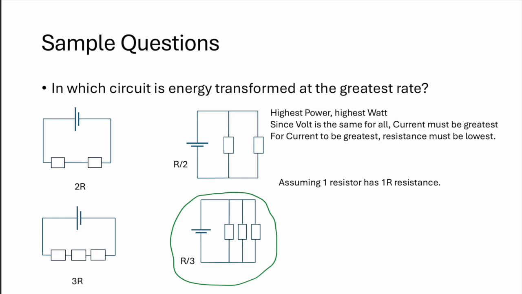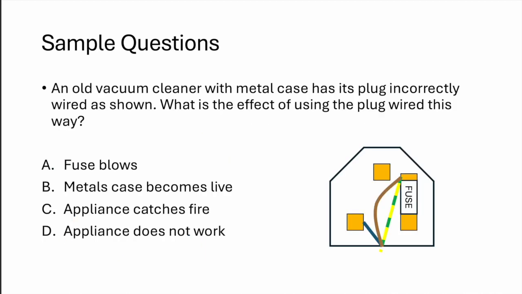Okay, appliance O, a vacuum cleaner with a metal casing. The cleaner's mains plug is wired incorrectly as shown. What is the effect of having the plug wired this way? The metal case will become live, right? Because the live brings the current upwards and it's also connected to the earth. So the current also flows into the earth wire and into the metal case.